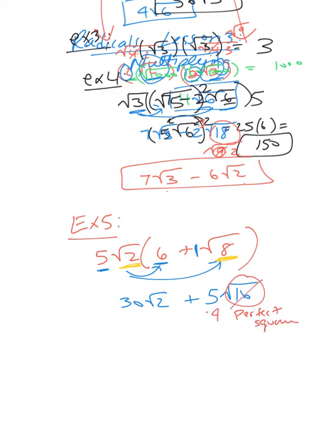So my final answer is 30 radical 2 plus 5 times 4 is 20. And that cannot be simplified because you can't combine the square root of 2 with the 20.